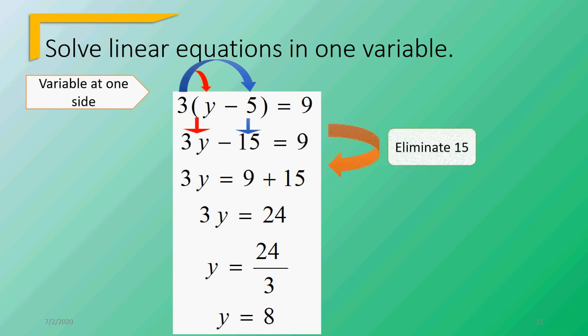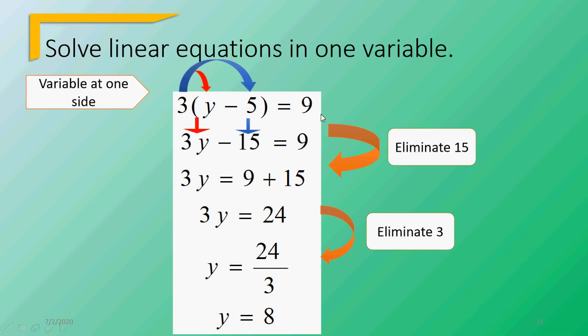Okay, so you will have 3y equals 24. From here, you have to eliminate the 3 by dividing by 3 on the right hand side. So y equals 24 divided by 3, and you will have y equals 8. Again, to check whether your answer is correct or not, substitute this value into the original question. Make sure the left hand side value equals the right hand side value.